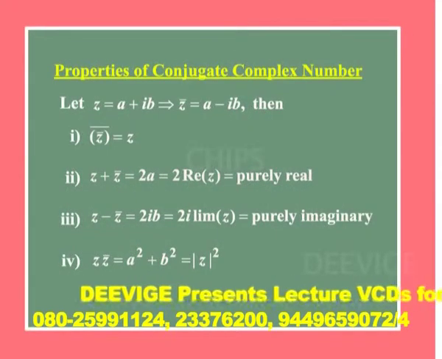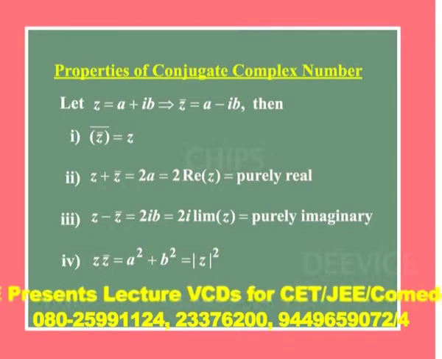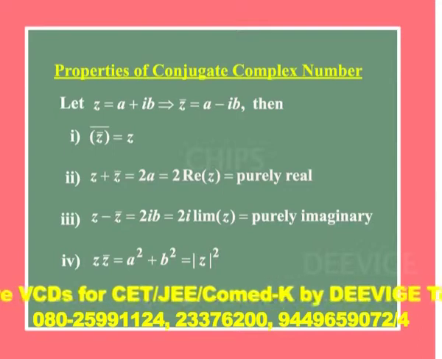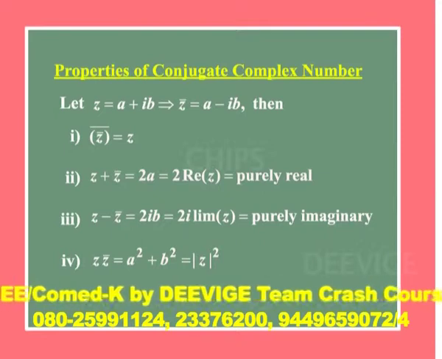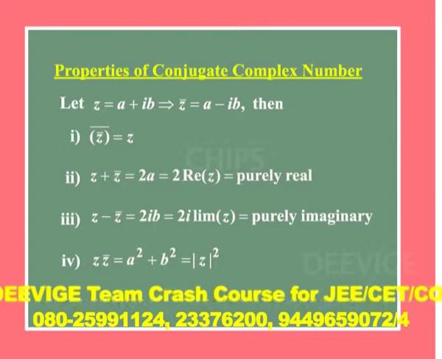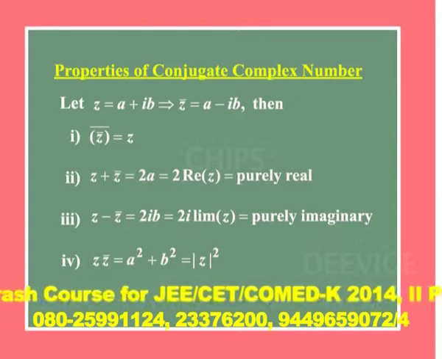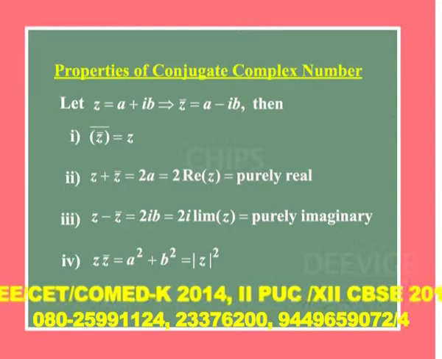Let z is equal to a plus ib, then z bar is equal to a minus ib. Then z bar bar is equal to z. Z plus z bar is equal to 2a, that is equal to 2 times real part of z, which is purely real. Z minus z bar is equal to 2ib, that is equal to 2i times imaginary part of z, which is purely imaginary. Z into z bar is equal to a square plus b square, that is equal to mod z square.